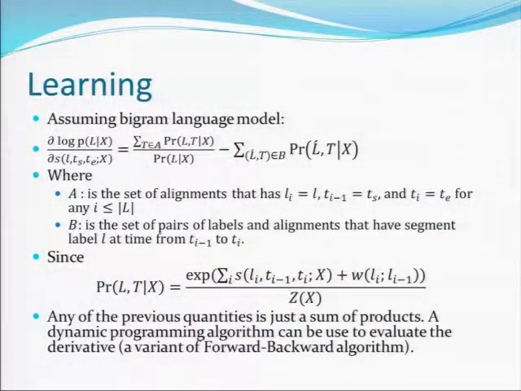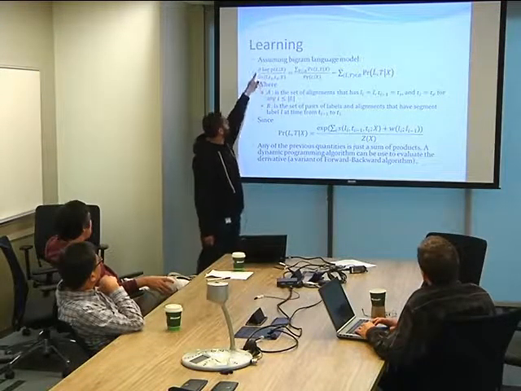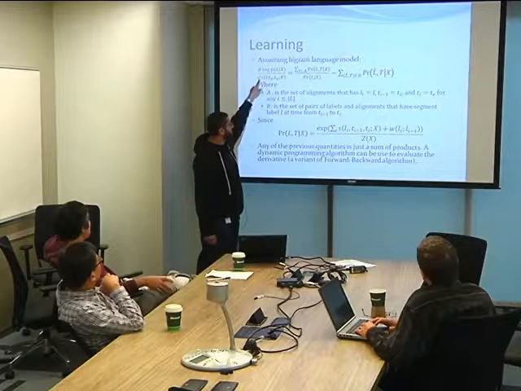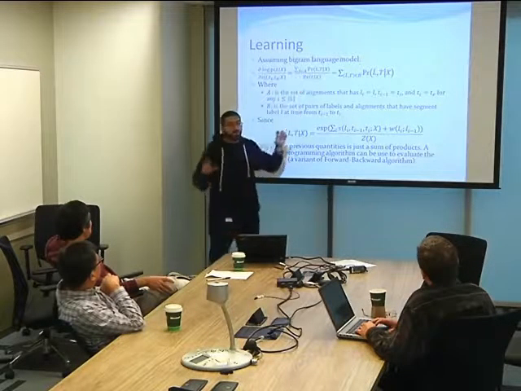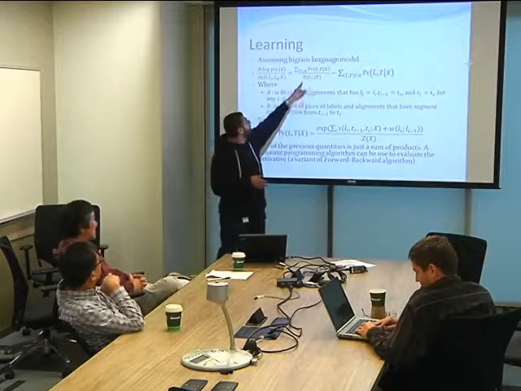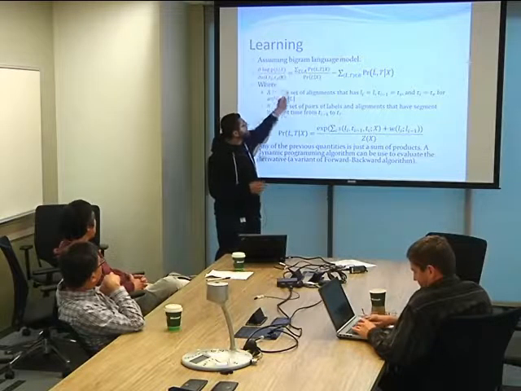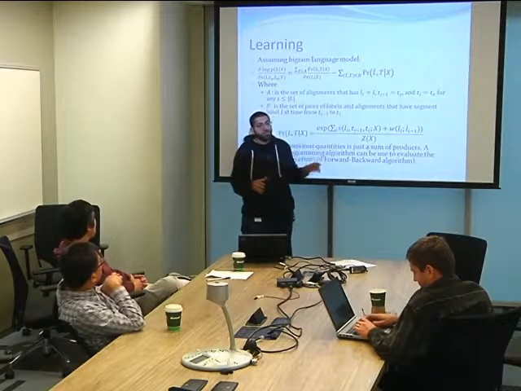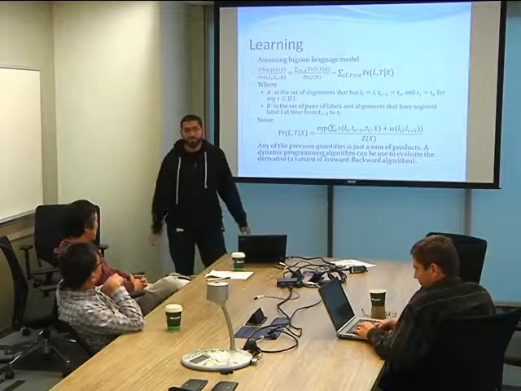Learning of this model is simple. The derivative with respect to the segment score is the probability of all alignments that contain this segment with this boundary and this label, minus the probability of this segment happening with any label sequence.